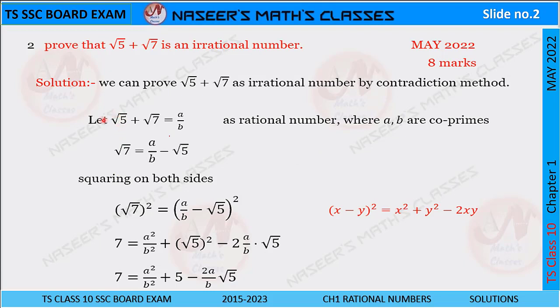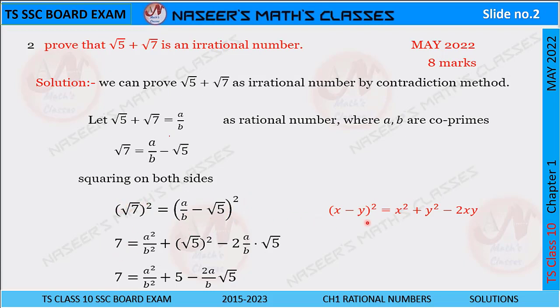Next we transpose root 5 from LHS to RHS. Then we can write root 7 is equal to a by b minus root 5. Next we square on both sides. Then we can write it as root 7 whole square is equal to a by b minus root 5 whole square. Now here we can cancel root and square, then we get 7 in LHS.